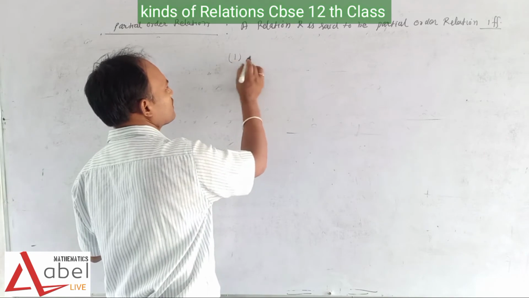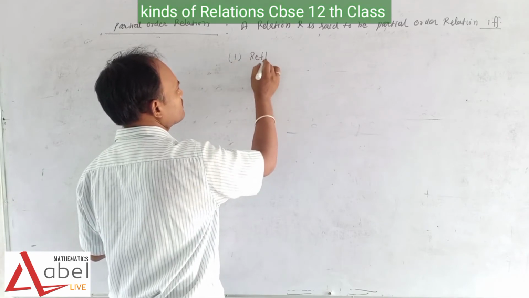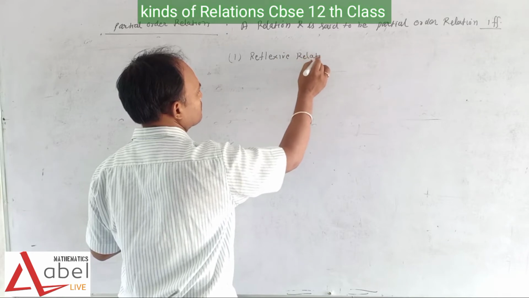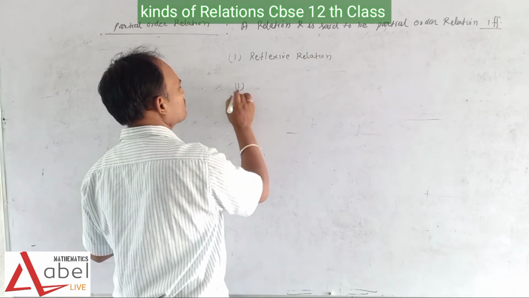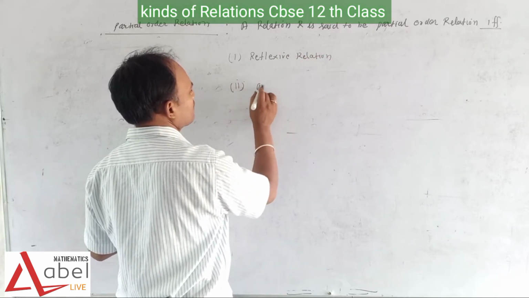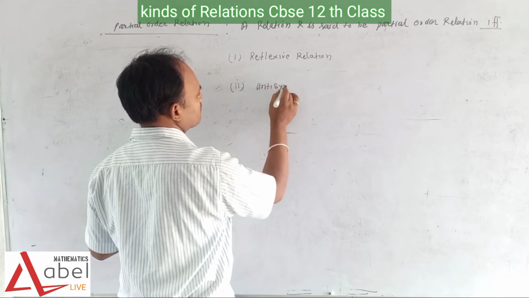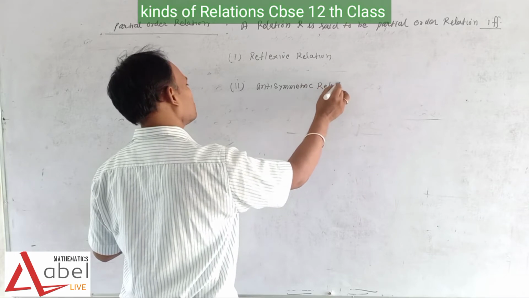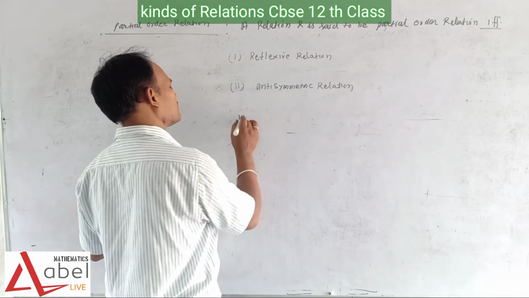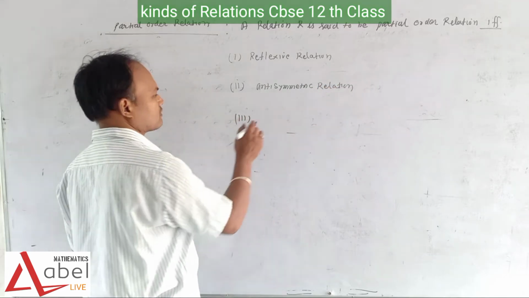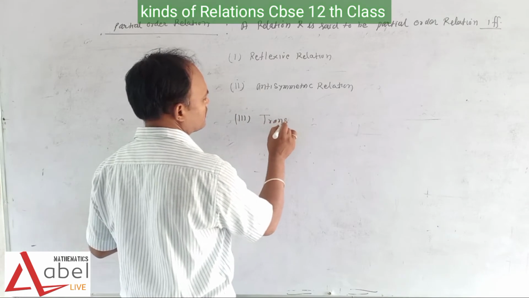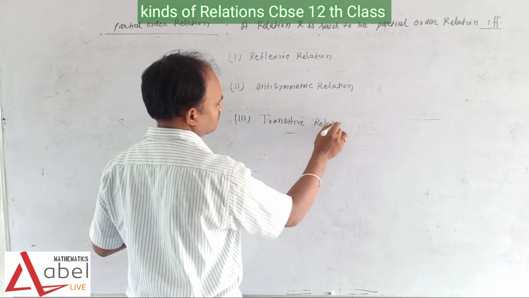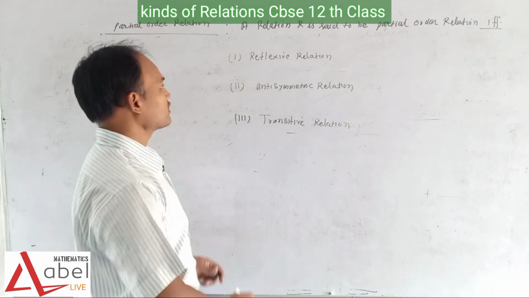number 1, it is reflexive. Number 2, it is anti-symmetric relation. Number 3, it is transitive relation. What is the meaning of this?